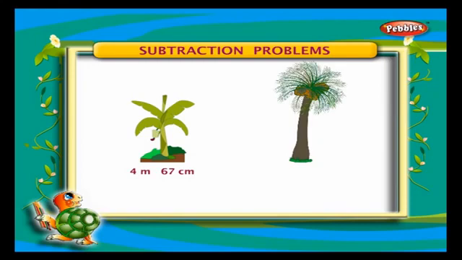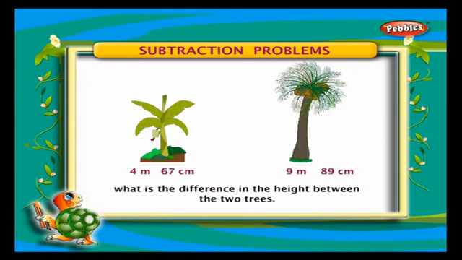Problem 2. The height of the banana tree is 4 meters and 67 centimeters and the height of a coconut tree is 9 meters and 89 centimeters. What is the difference in the height between the two trees?